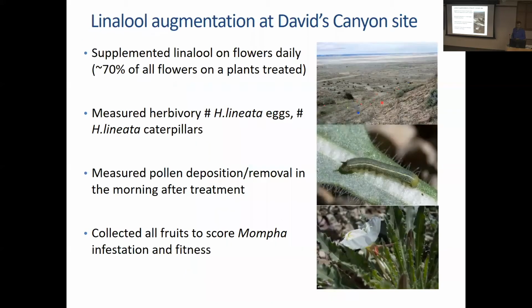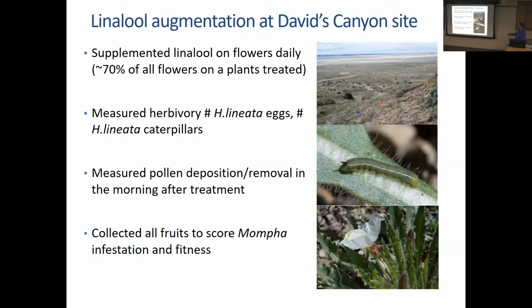So what we needed to do was an augmentation experiment. It's hard to knock in traits to a plant that you haven't worked with genomically, but we certainly could get the emission rates right and add them to the plants out in the field. So this is David's Canyon. It's a shortgrass prairie. It's pretty amazing, open place. We supplemented linalool on flowers every day for about 5 weeks. 70% of the flowers got linalool.